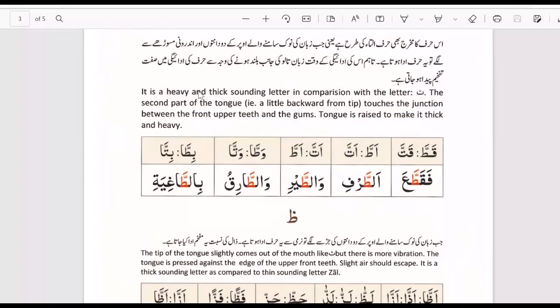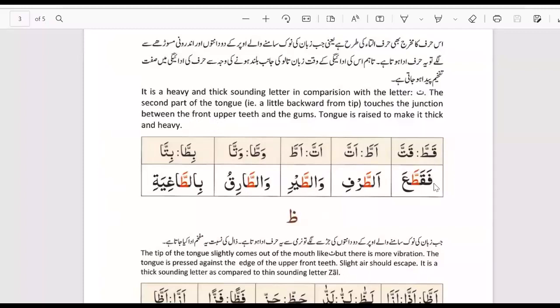It is a heavy and thick sounding letter. So when you're pronouncing this letter, your mouth will make a round form. And the second part of the tongue, that is a little backward from the tip, will touch the junction between the upper front teeth and the gums. The tongue is raised to make it thick and heavy. So again, you make a thick, round and heavy sound.